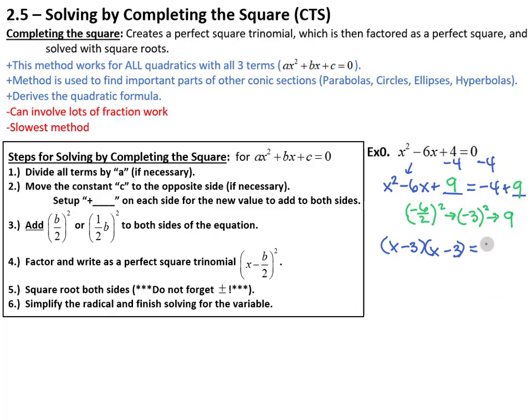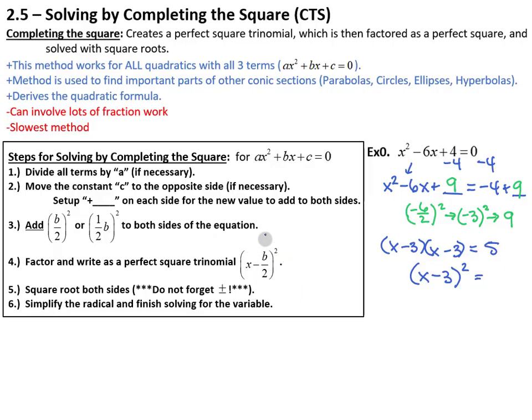Negative 4 and 9 make 5. And notice, normally we wouldn't even write this step quite this way, at least on the left side. Notice we got the same thing times itself twice. We've made something that's a perfect square. That's actually step 4 here: factor it as a perfect square.